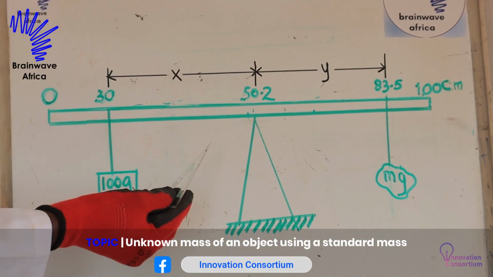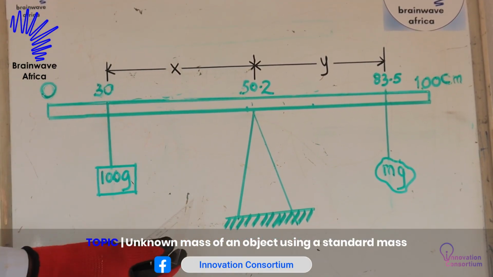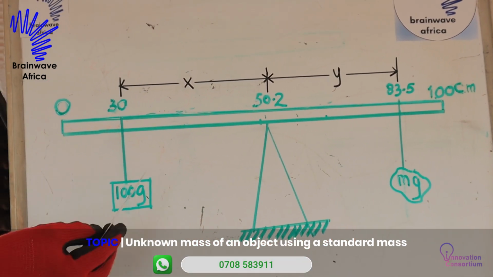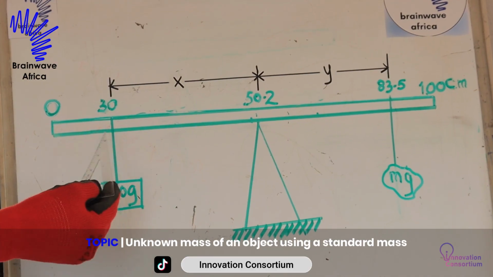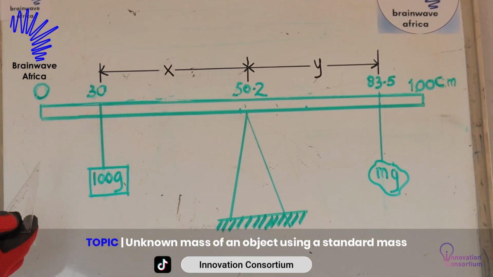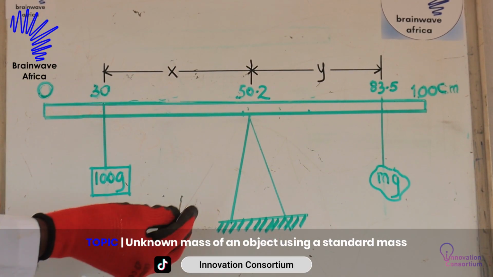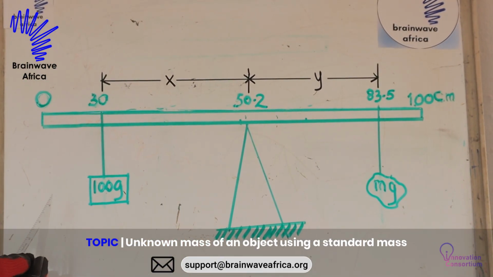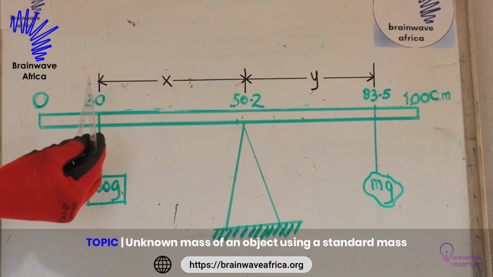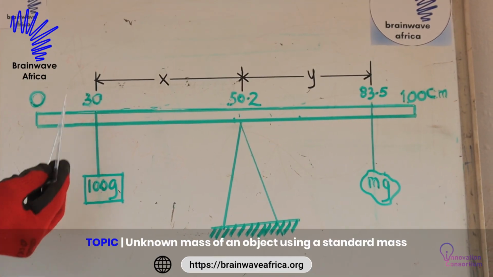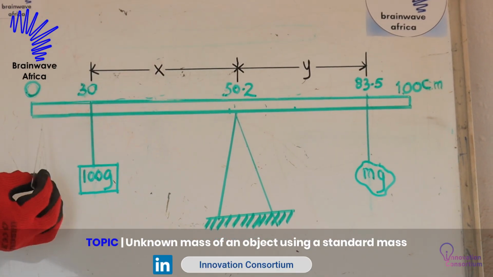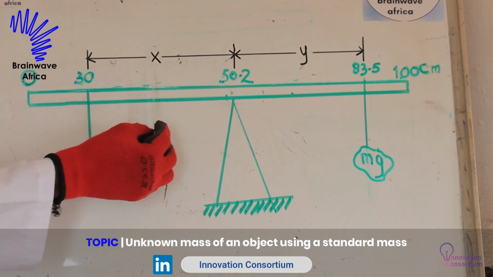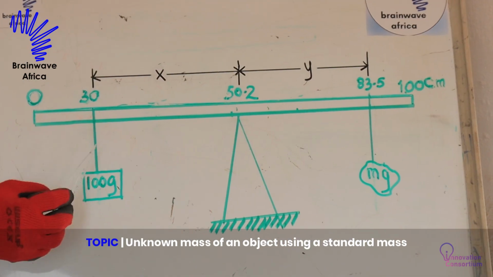Now we are going to use the principle of moments to determine the unknown mass m. The principle of moments states that if a body is in equilibrium, the sum of clockwise moments about a point should equal the sum of the anti-clockwise moments about the same point. The moment of a force is the product of the force and the perpendicular distance of its line of action from the turning point.